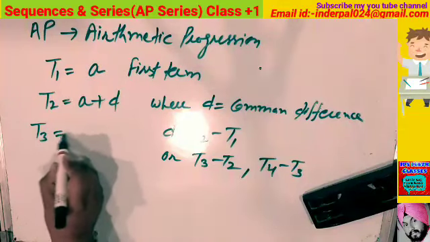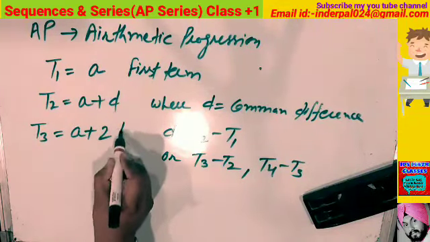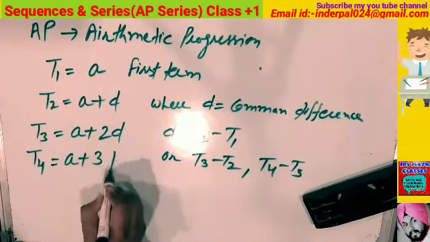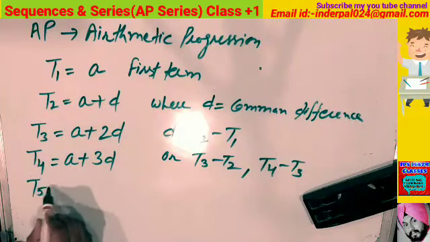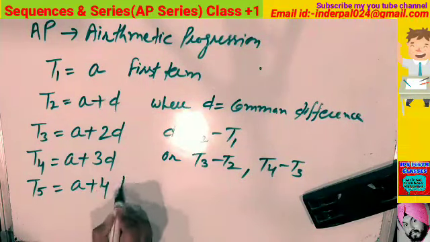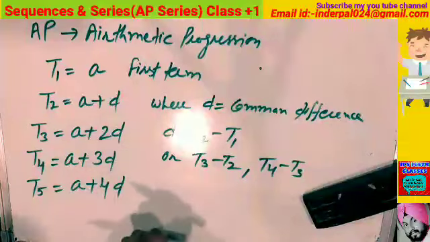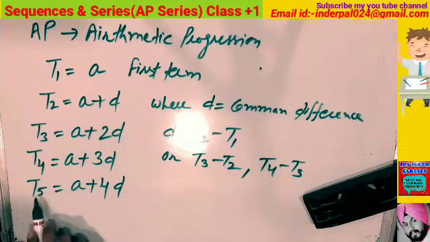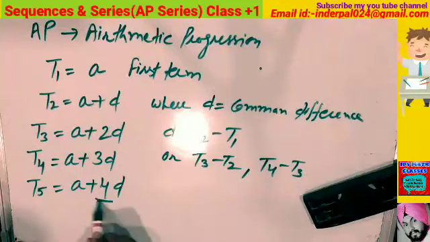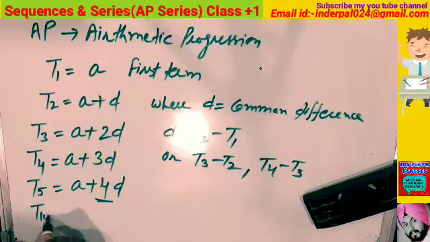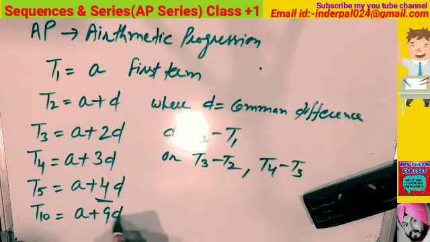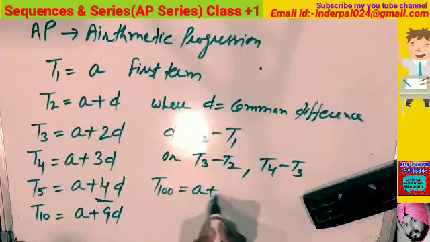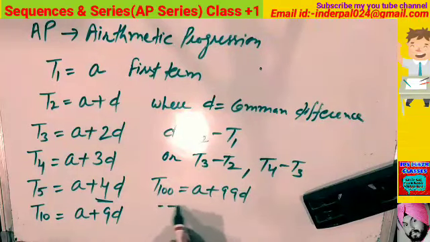Now the third term is A plus 2 times D. Fourth term is A plus 3D. Fifth term is A plus 4D. Here A is the constant first term and D is multiplied by 5 minus 1, that is 4. Here the 10th term is A plus 9D, similarly T100 is A plus 99D, and so on.